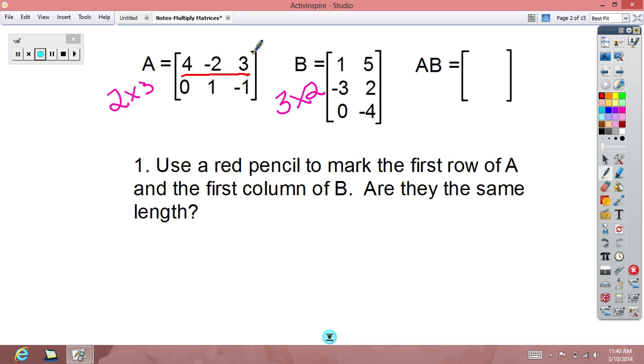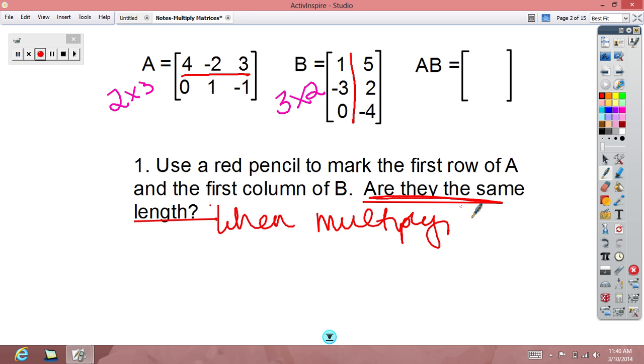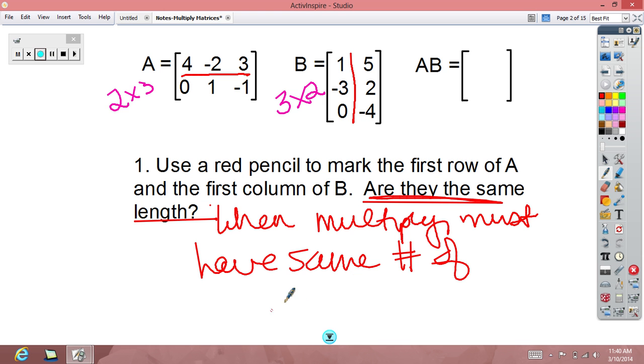So here, my first row is 4, negative 2, 3. My first column is 1, 3, negative 0. Are they the same length? Yeah, right? 3 and 3. And so that's what's key. They have to be the same length when you multiply. You must have the same number of elements, okay? So the whole matrices don't have to be the same, but the amount of elements do. Alright, so we have that.